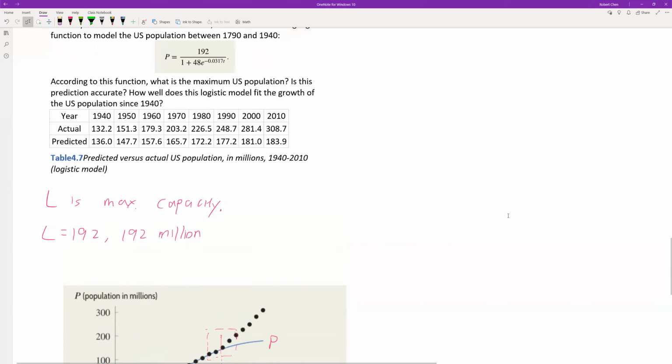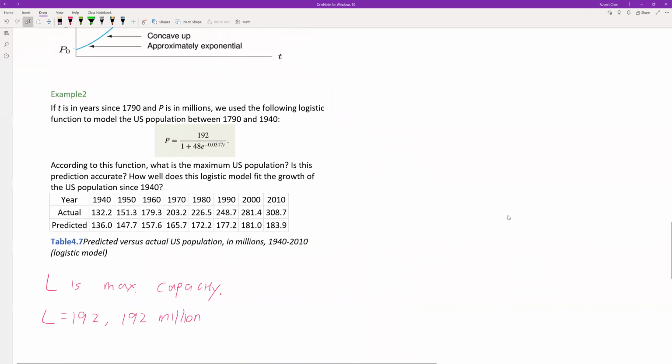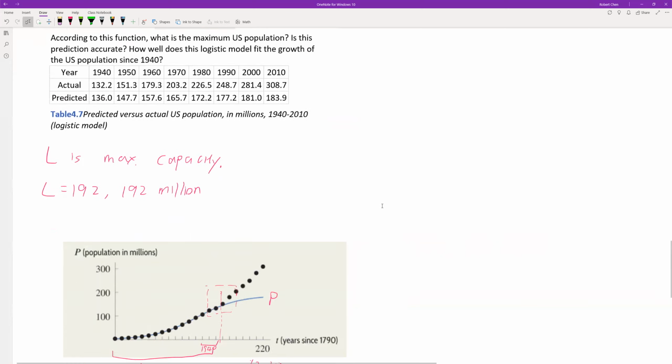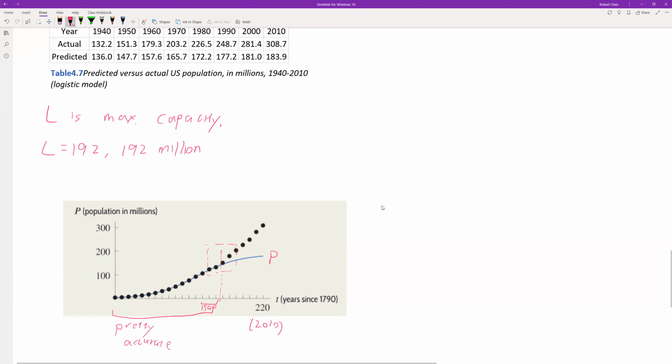All right, so based on the model, if we want to find the point where concavity changes, that's L over 2, which is 96 million. That's about here. We can see that the blue line is about a point of inflection where it starts to change concavity, and the population is increasing quite rapidly here.